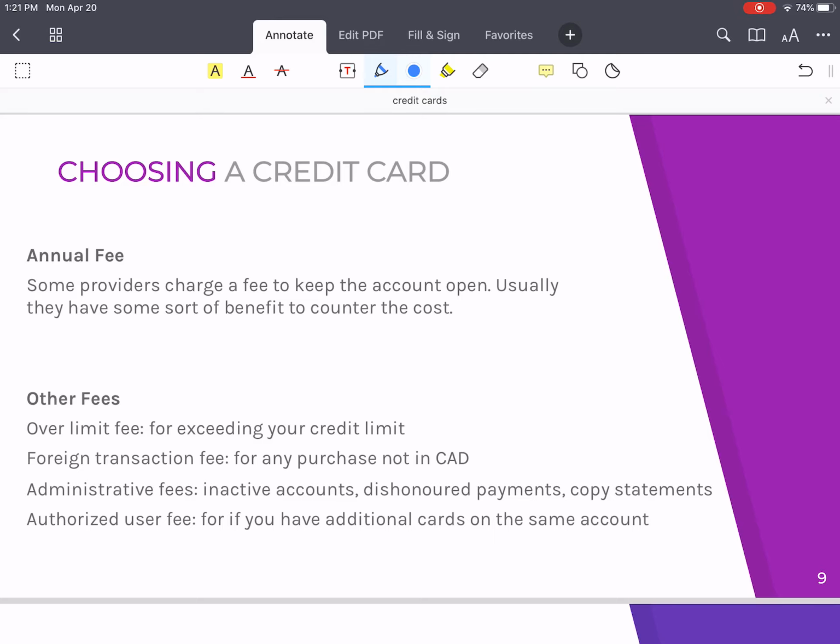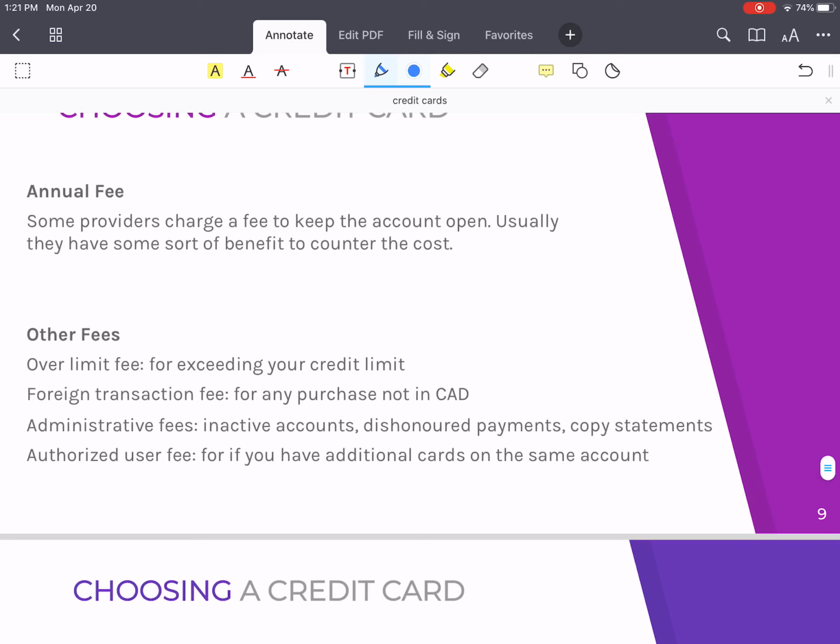There's also other administrative fees. And if you have multiple cards on the same account, which happens, especially if you have family accounts, or your parents might have a joint account, there's often an additional fee for each card that you have on the same account. Okay.